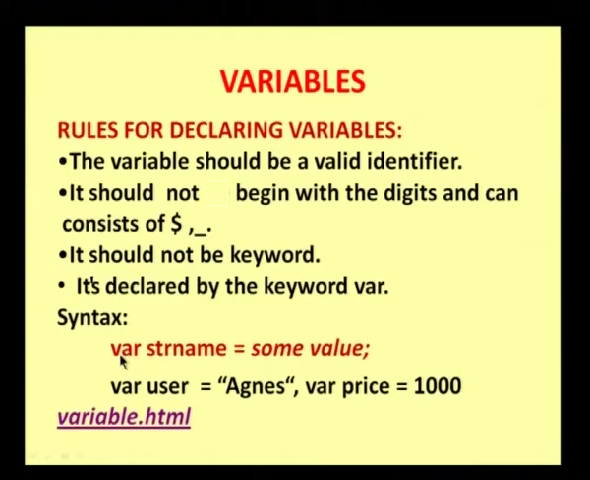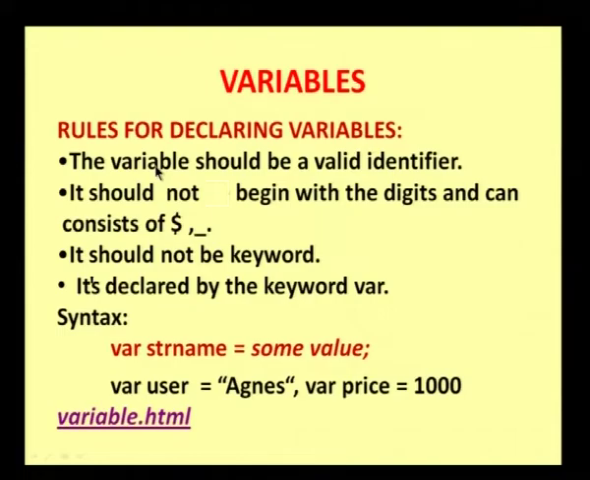For example, every variable in JavaScript should be declared with the help of the var keyword. So, var, the variable name, is equal to some value. For example, the variable username is equal to Agnes; since it is a string it should be enclosed within double quotes. And this is an integer variable, price is equal to 1000. So, this variable is a storage house for values, and it can be changed while the script is running. So, that is called a variable, the value changes.